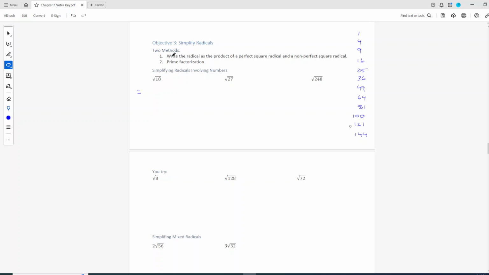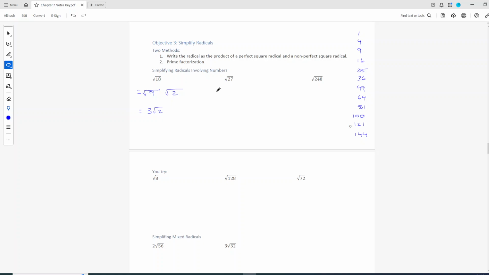So what I do, method number 1, is to write the radical as a product of a perfect square radical and a non-perfect square radical. In other words, I'm going to draw two radicals, and I'm going to break 18 up into two numbers that multiply to give me 18, where one of them is a perfect square. So 18 divided by 9 gives me 2. And then I can take the square root of 9 to get 3 root 2. And that's a simplified radical. So I took out the perfect square factor.